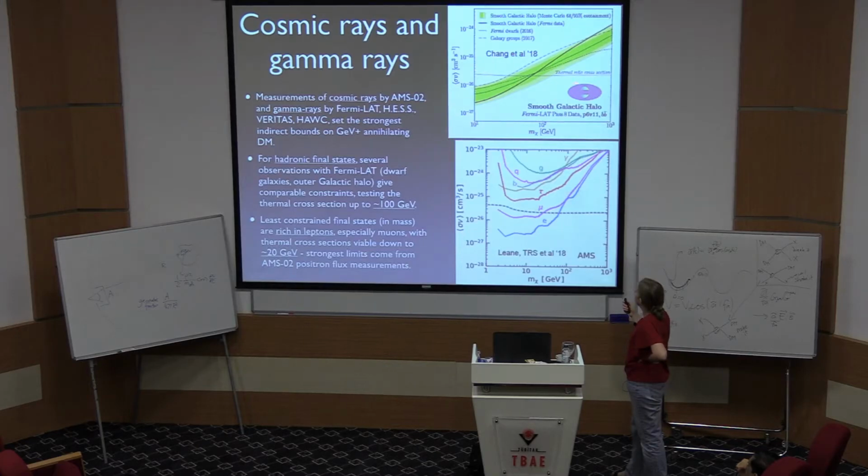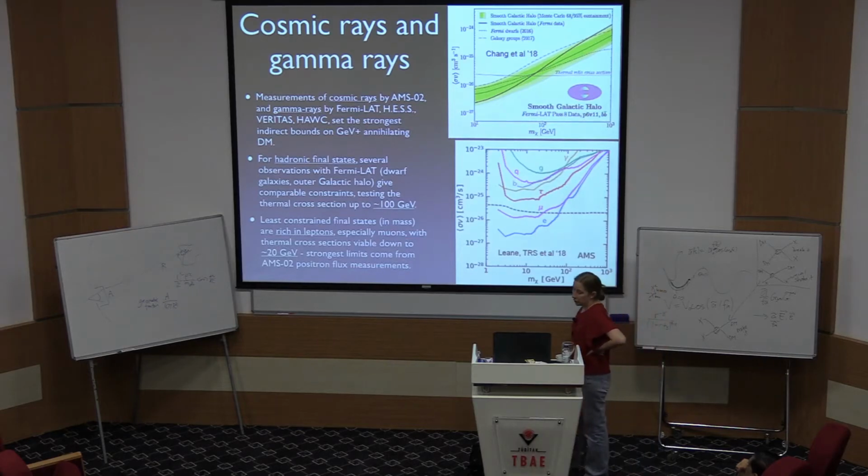And then this horizontal line is the thermal relic cross-section again, and you can see that it crosses the line at about 100 GeV. So the thermal relic cross-section, using it as a benchmark, is excluded below 10 GeV by the CMB, and then in the 10 GeV to 100 GeV region, Fermi observations of our galaxy and the dwarf galaxies can test cross-sections at that level.